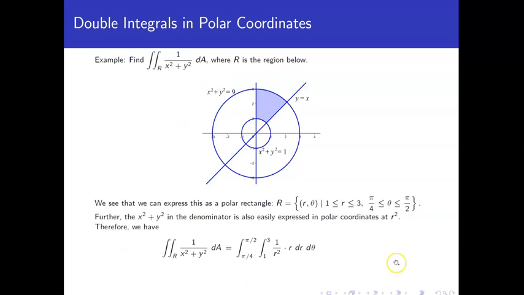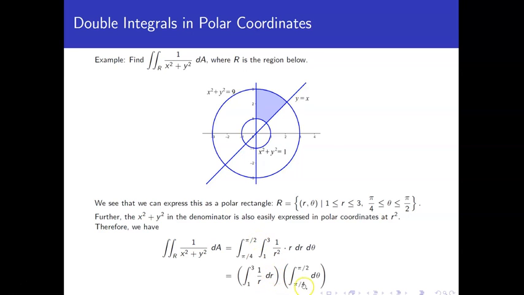And again, like we mentioned, the x squared plus y squared is easily expressible as r squared in the denominator. So now let's just substitute things in here. 1 over x squared plus y squared dA becomes 1 over r squared. That's replacing the x squared plus y squared with r squared. The dA is r dr d theta. The values for r go from 1 to 3. The values for theta go from pi over 4 to pi over 2.